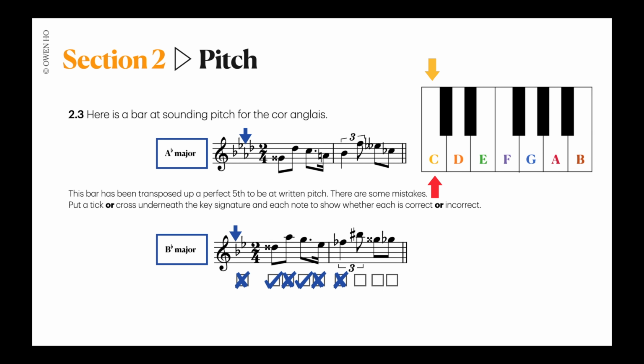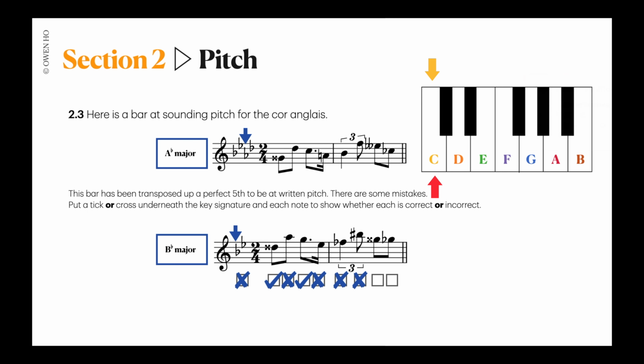And even though the number of semitones is correct between the two notes here, the fact that it's not a proper fifth makes it a wrong answer. So instead of a B sharp, it has to be a C in this case. And so we can put a cross in this box.